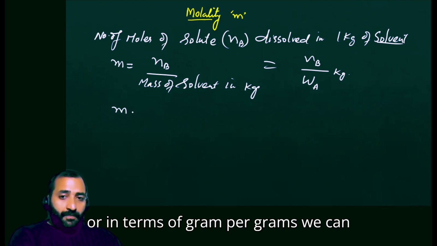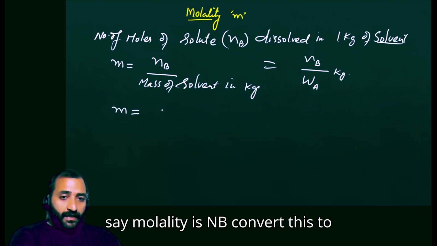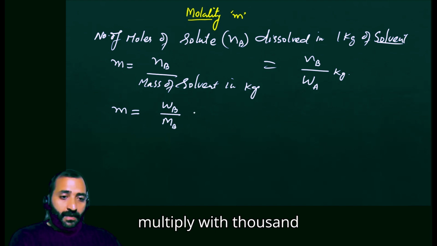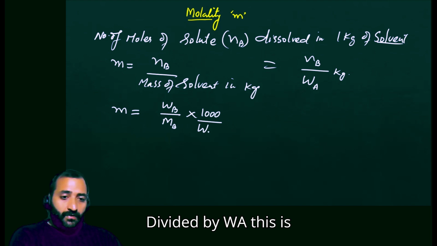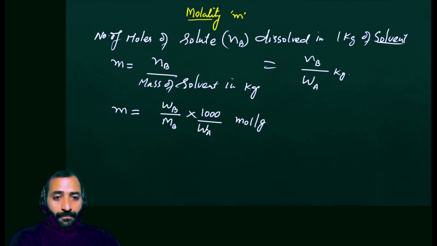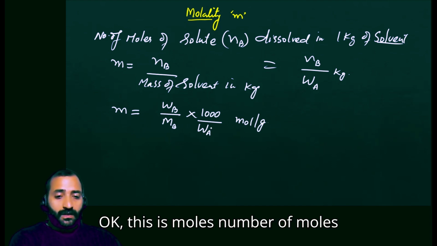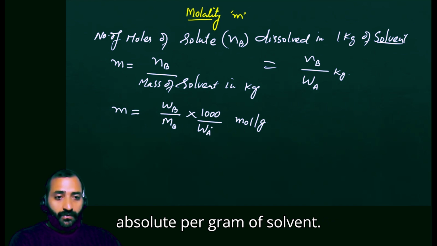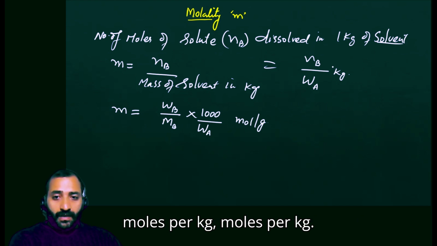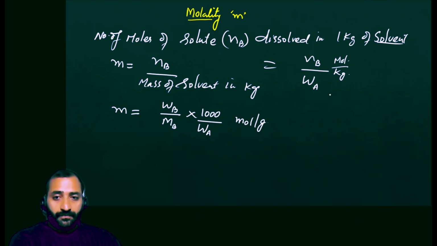In terms of grams, we can say molality is Nb, convert this to Wb by Mb, then multiply with 1000 divided by Wa. This is moles per gram, the number of moles of solute per gram of solvent. The above one was the number of moles per kg. Got it?